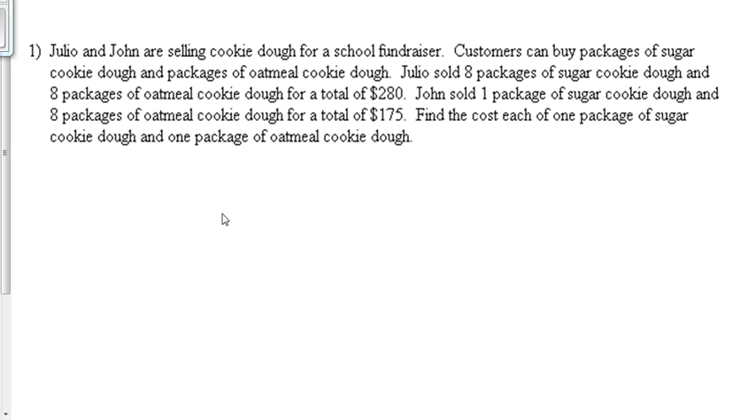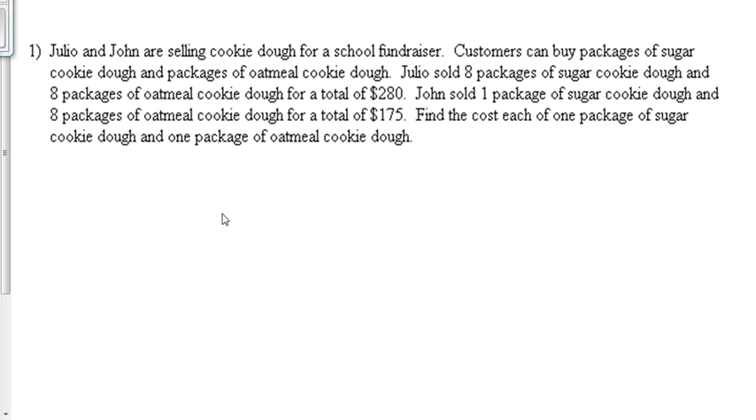Okay, so in this lesson, we're going to be talking about solving systems of equations in word problems. So obviously, we know we're going to have to be writing two different equations here, and then we're going to use one of our methods, either graphing or substitution or elimination, to solve the systems of equations.